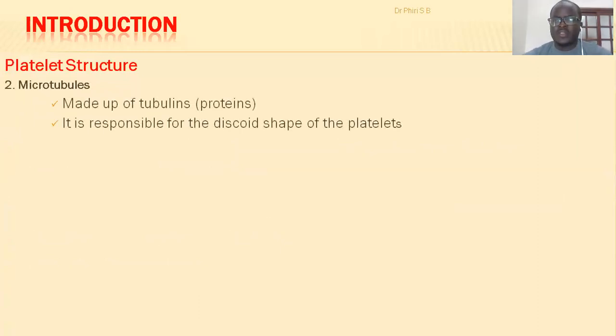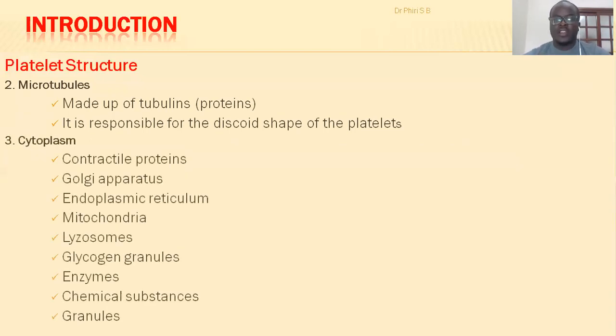These microtubules give structural support to the platelets to maintain that discoid shape. They are made up of tubulin. These are proteins, and they are responsible for the discoid shape of platelets, like I've already said. These are microtubules. Then in the cytoplasm, we have a lot of cell organelles.